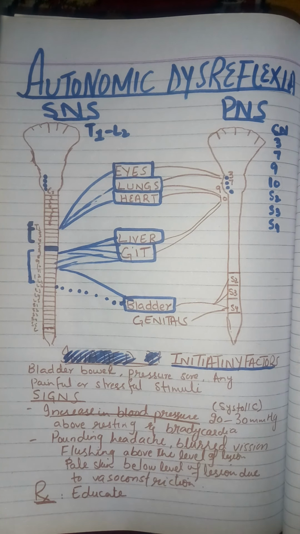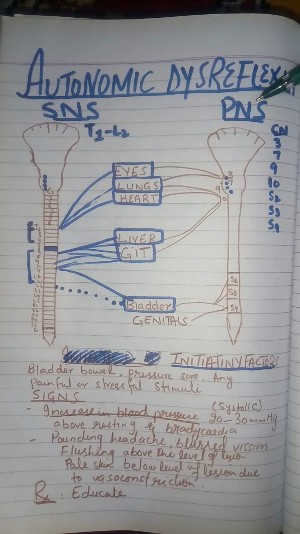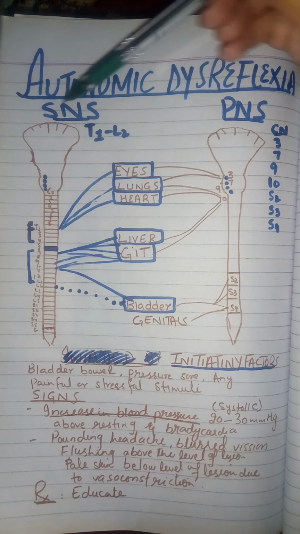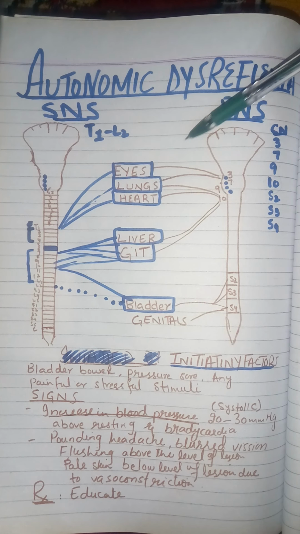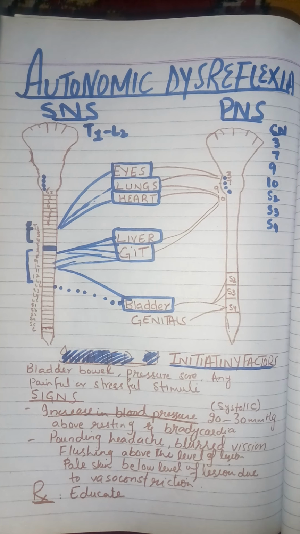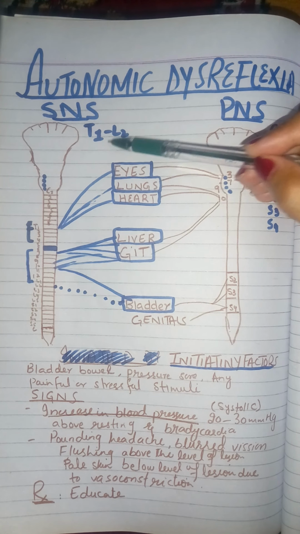So the autonomic nervous system comprises two systems, the sympathetic nervous system and the parasympathetic nervous system. The sympathetic nervous system works in stressful situations and the parasympathetic nervous system works in a peaceful environment. So you can memorize it by S for sympathetic, S for stressful, and P for parasympathetic and P for peaceful. Okay, so what are they? The sympathetic nervous system is present in the thoracic and lumbar region.